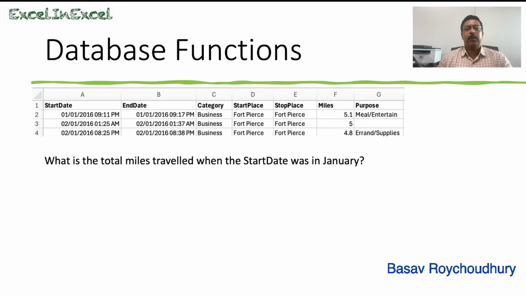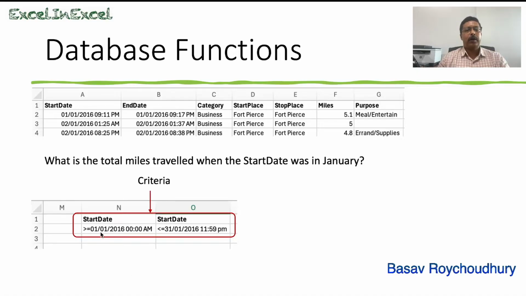What is the total miles traveled when the start date was in January? So now we are not working on a specific day or a specific time, but we are looking at the start date being in January. Of course, this time I have only the data of 2016. So in this case, if you had understood the previous criteria, it's no wonder that our criteria can be written like this: the start date must be greater than or equal to 1st January 2016 12:00 am, and the start date must be less than or equal to 31 January 2016 11:59 pm, right?